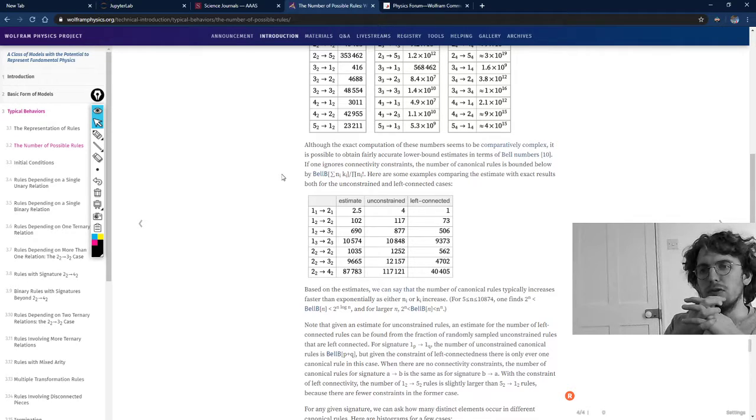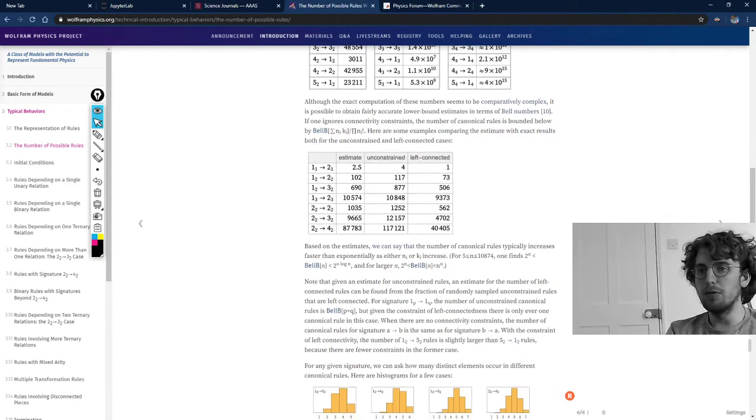If one ignores connectivity constraints, there's a lot in this document so far that I don't think has been explained by the time that I'm reading it. Maybe I'm reading through it in the wrong order, but it's only making life harder. What are you going to do? I also don't know what a Bell number is.